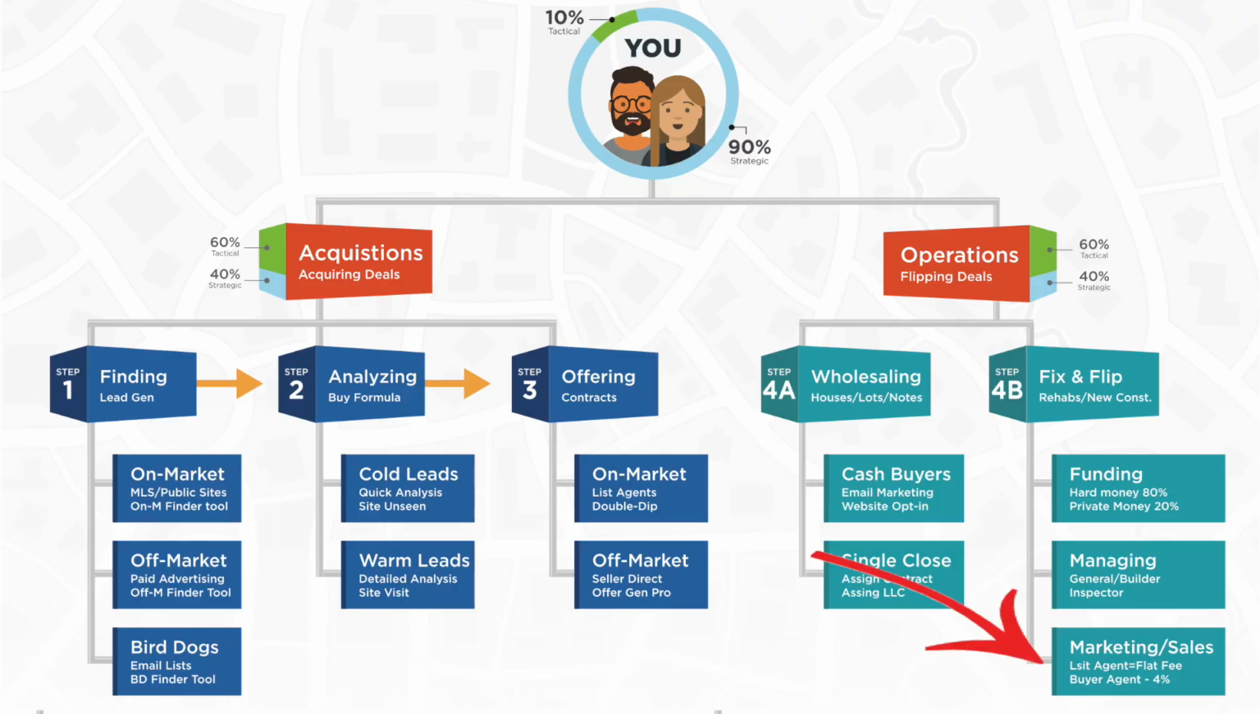And the third key function to fix and flip is marketing and sales. This is the process to get that newly renovated home sold to a retail buyer for top dollar. Now to do this, I teach how to get a top selling agent in your market to list and sell your property almost for free. It's a really cool technique that I use even on my multi-million-dollar deals.